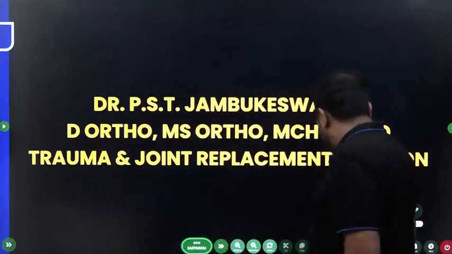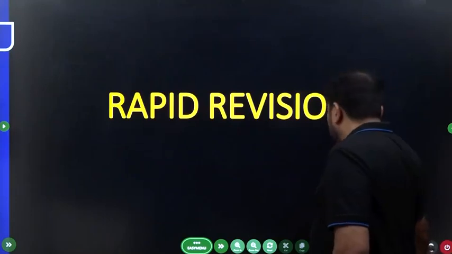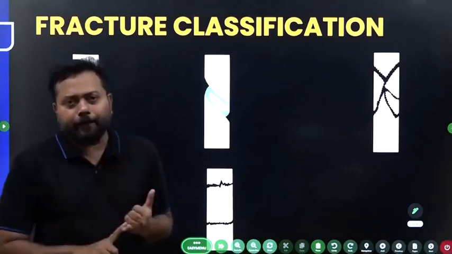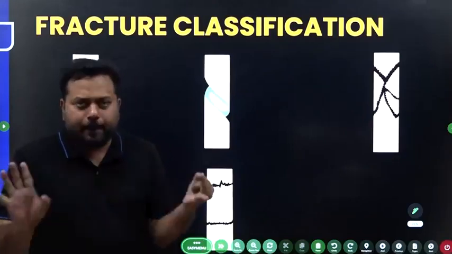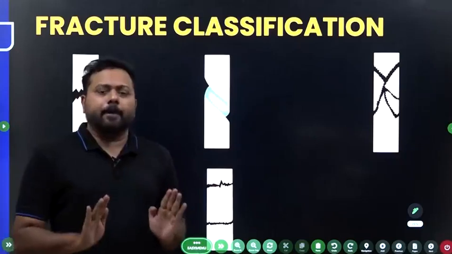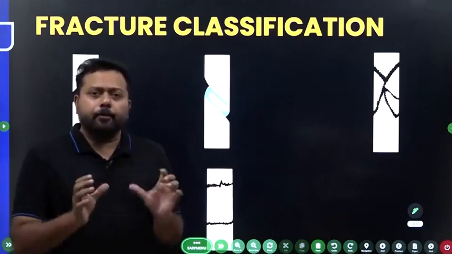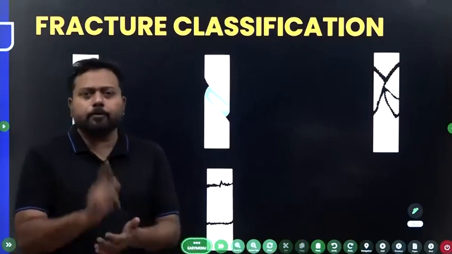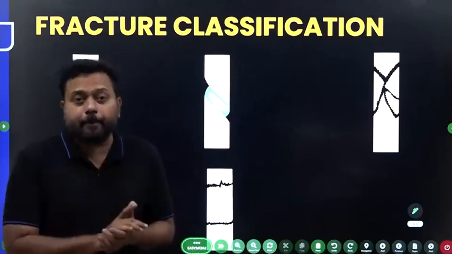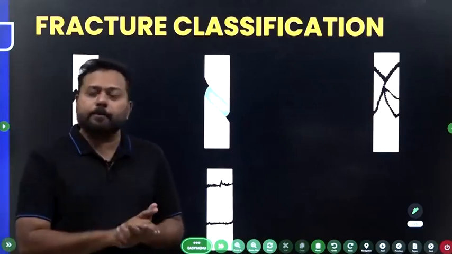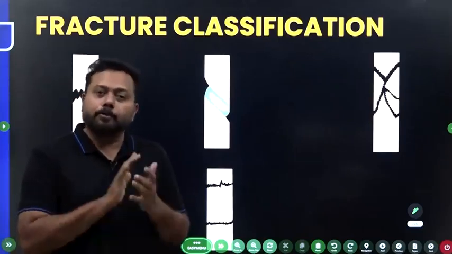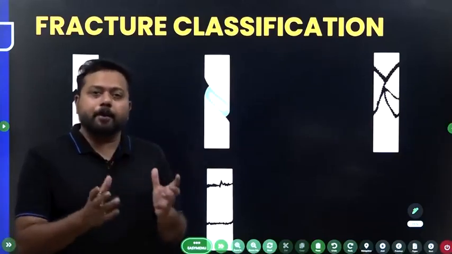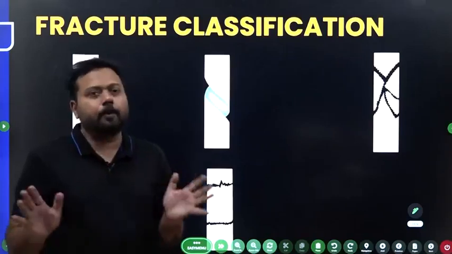Straight away, we'll move on to the first topic, fracture. First, we should know what a fracture is and how a fracture is classified. Fracture is correctly defined as a breakage in continuity of the bone or periosteum or both. The point I want to stress is, even if there is a breakage in the periosteum alone, that is also called a fracture. That's a very important thing. This is called a fracture.